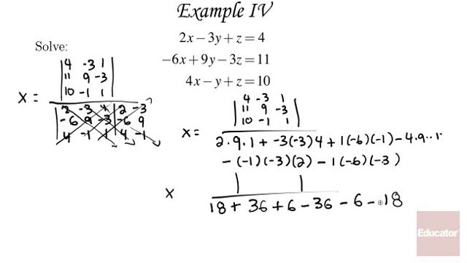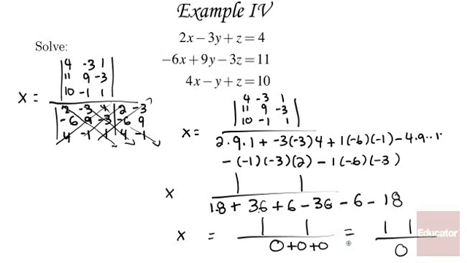Now, you can see what's happening here. I have 18 and 18, so those cancel. That gives me 0. I have 36 and 36, so those cancel. 6 and 6, those cancel. So I've got a 0 in the denominator, and that is not allowed.